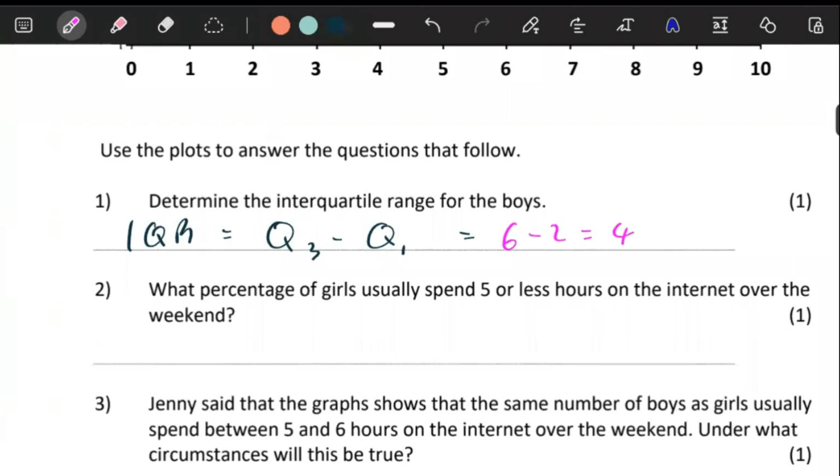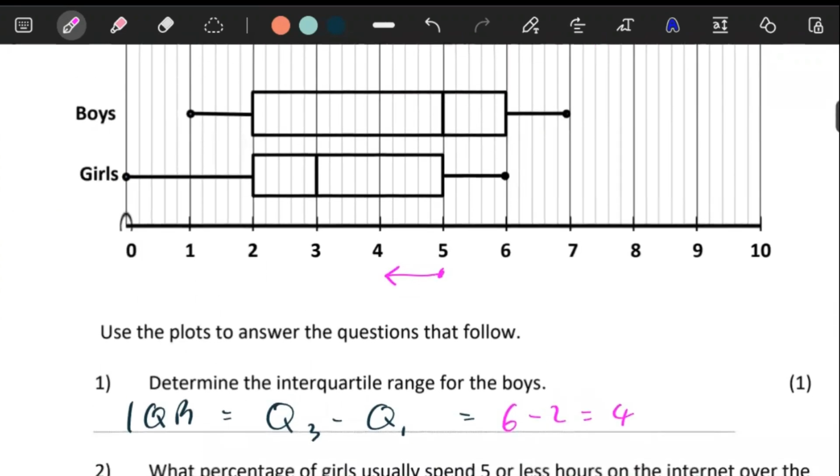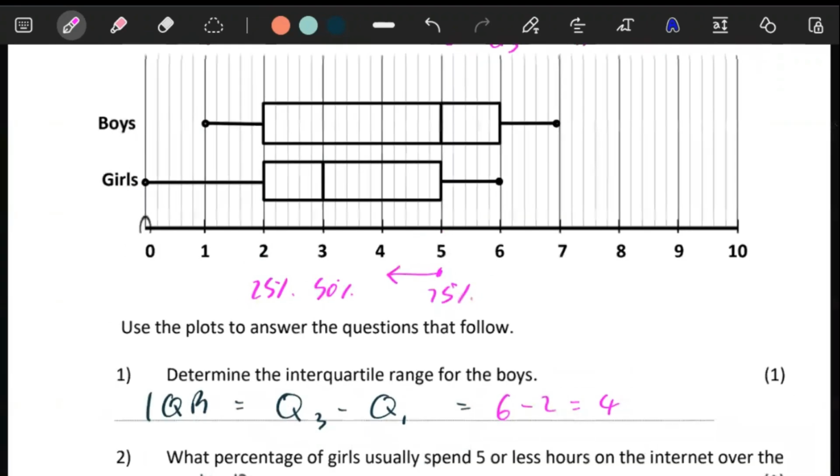Then they said, what percentage of girls usually spend 5 or less hours on the internet over the weekend? 5 or less. So the idea is, remember the box and whisker diagram. Q1 represents 25% of the data, Q2, 50% of the data. This here seems to be at Q3, which is 75% of the data.